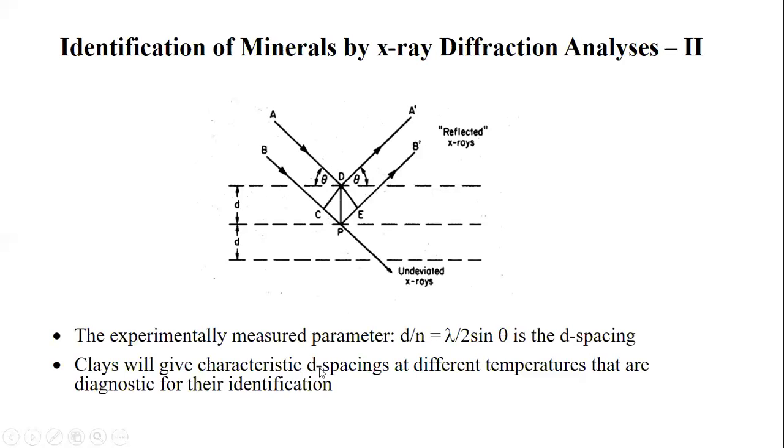You don't apply the same D spacing number for all clay minerals. No, each clay mineral has its own D spacing, and that's what we use to differentiate them. And read, there is a paragraph in your textbook where they talk about that, and see how that D changes, what makes it change, how we can use it, and again, utilize that information to make sure what kind of silicate clays we have in the soil. So we can use it at different temperatures that are diagnostic for their identification.